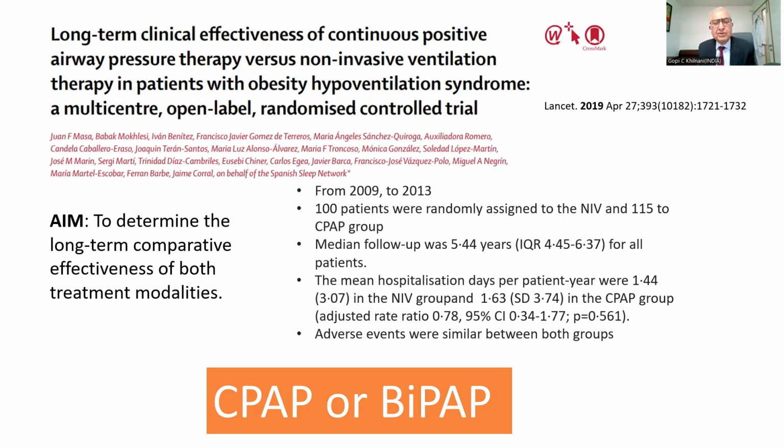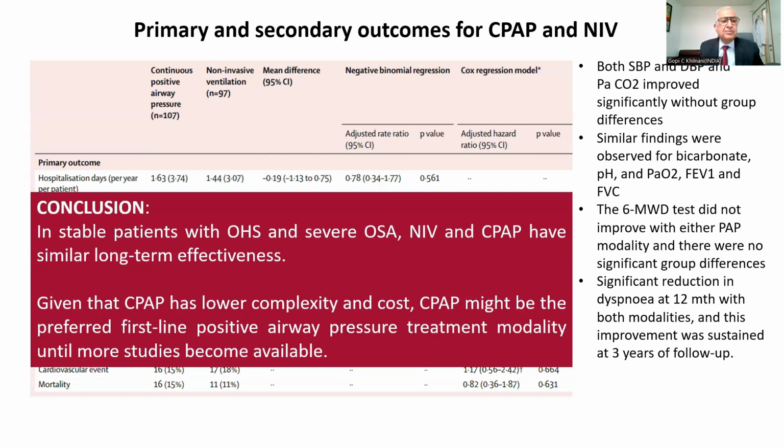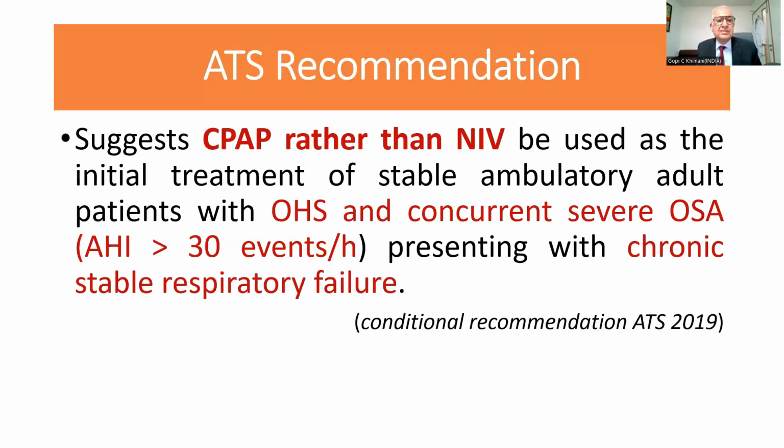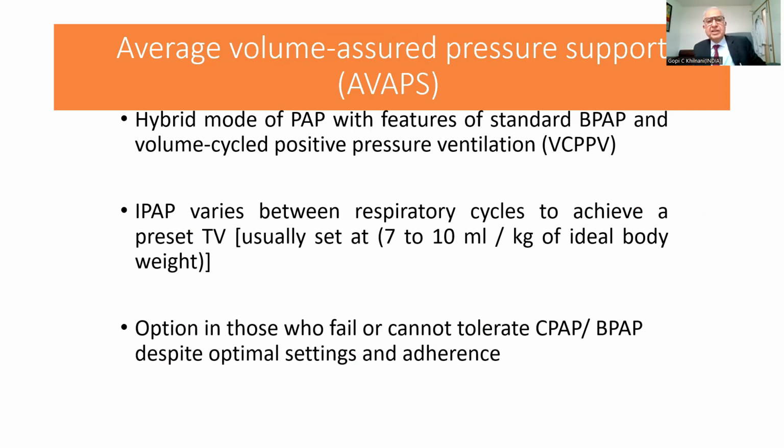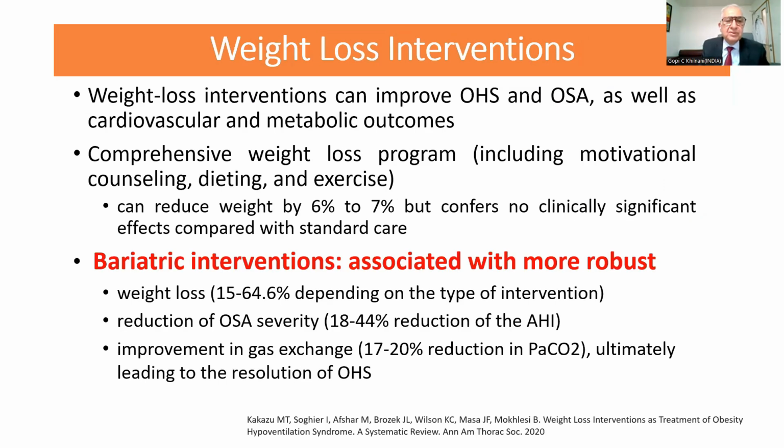There is also long-term follow-up on whether you should give CPAP or BiPAP. The inference is that in stable patients with OHS and OSA, NIV and CPAP have similar long-term effectiveness. So initially give CPAP, and then you can try BiPAP. Now, AVAPS is average volume assured pressure support. This is a sort of advanced mode which gives assured volume and pressure. I have no time to go into this.